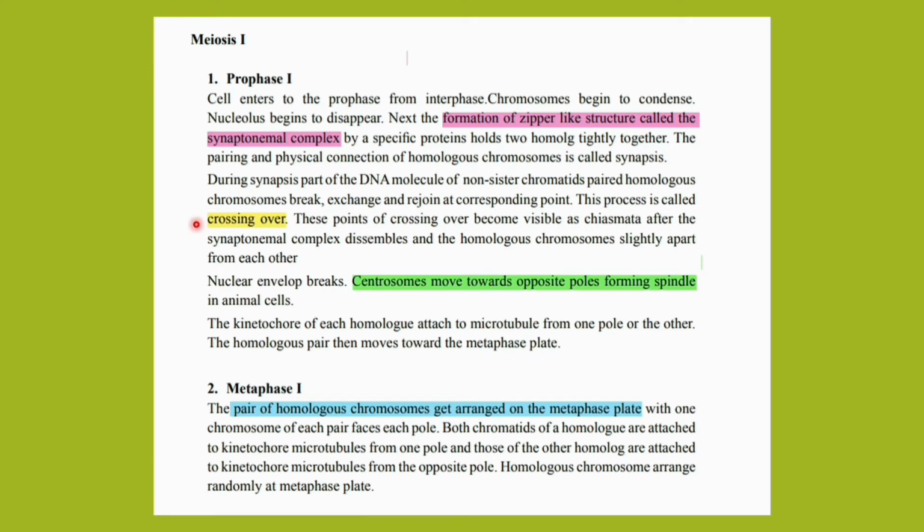So the order is B, D, A, and C. So here we can see statement B, formation of the synaptonemal complex. Then statement D, crossing over takes place. Statement A, centrosomes move towards the opposite poles forming the spindle. And finally statement C, homologous chromosomes arranged on the metaphase plate. So the answer is the fourth one.